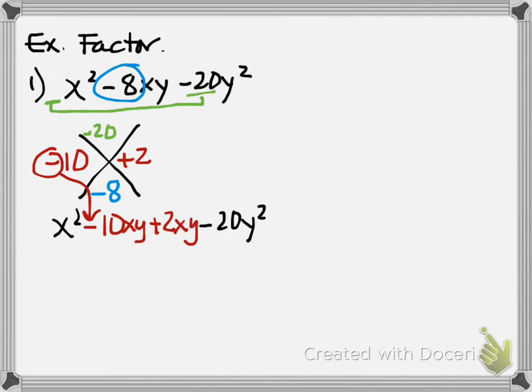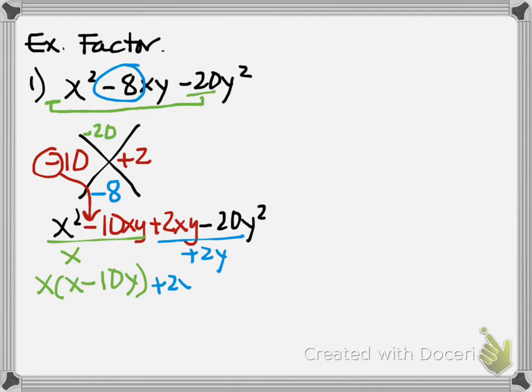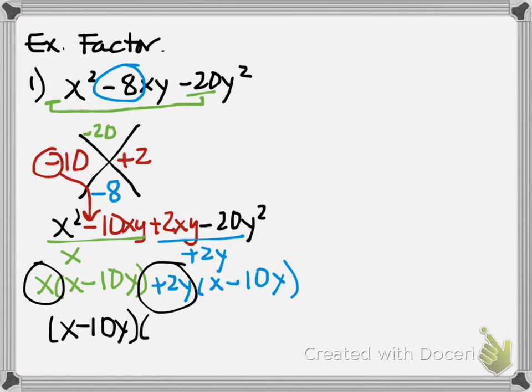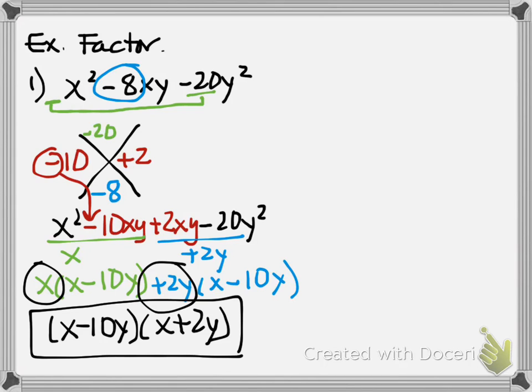So then we just factor by grouping. These two have an x in common, giving me x times the quantity x minus 10y. These have a positive 2y in common. So when I factor out the 2y, I get x minus 10y. So I ended up having a match, and my answer is going to be x minus 10y times, take those coefficients, x plus 2y. And there's my answer. Okay?